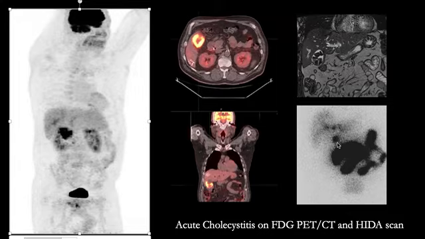And this focus of proximal cystic duct activity, or activity that is in the cystic duct distal to the obstruction, is called the Nubbin sign. This is also a finding of acute cholecystitis. So this constellation of findings is consistent with acute cholecystitis as seen on FDG PET and also on a hepatobiliary scan.